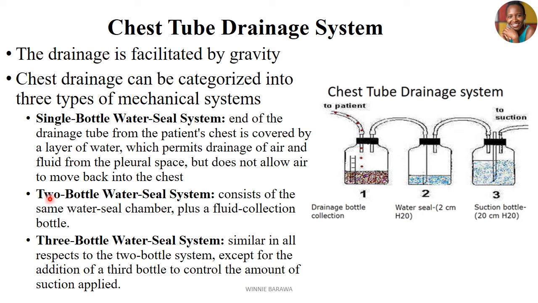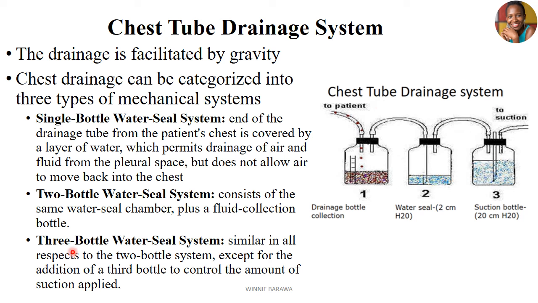But then we have the second system that we'll talk about, the two bottle water seal system. The two bottle water seal system consists of the water seal chamber and the fluid collection bottle. So it will have bottle number one on this diagram and bottle number two. Bottle number one is the collection drainage bottle, while bottle number two is the water seal bottle. This bottle will have water. If it is air, it will be bubbling out. If it is any other fluid, it will be flowing out here.